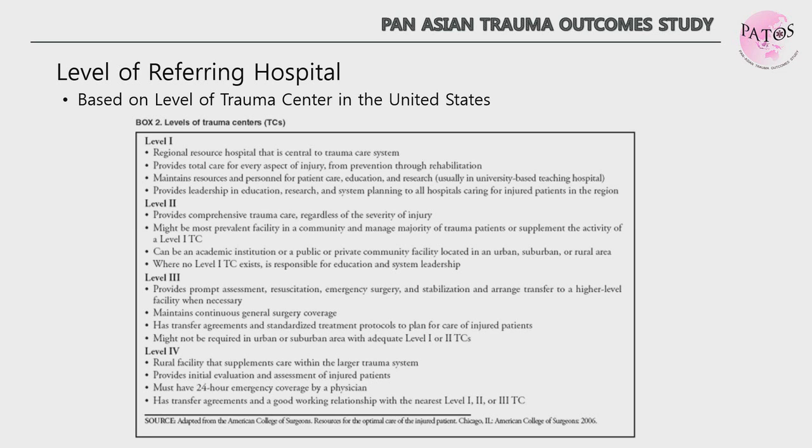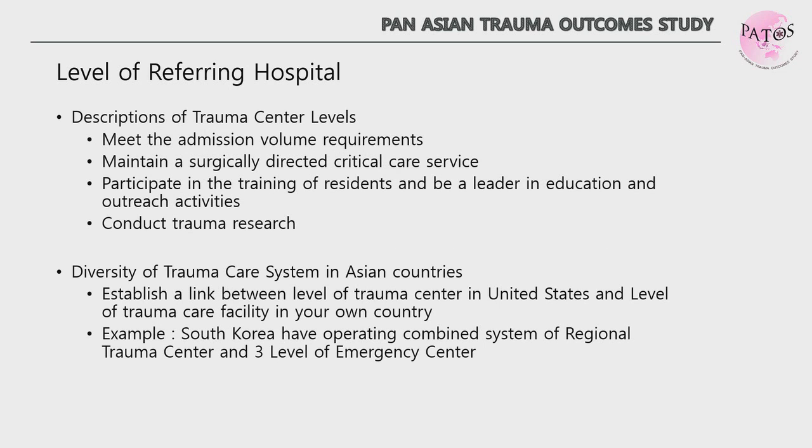PATOS participating countries would have their own criteria for leveling trauma centers. And in some cases, the criteria used in the States may not be suitable for all countries. So we recommend that each country comes up with its own criteria for labeling hospital levels. Criteria for categorizing trauma center levels may include whether a certain number of trauma patients are admitted to the hospital, whether it can provide surgically directed critical care services, whether it provides education and training programs, and whether or not the hospital conducts trauma-related research.